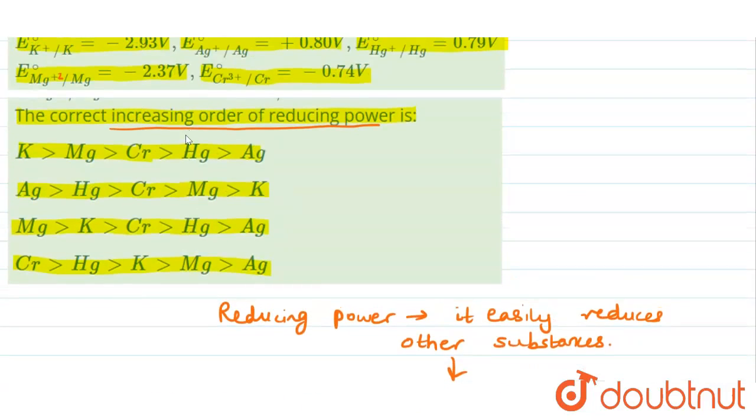So the answer is option number 2. Option 1 is wrong, 3 is wrong, 4 is wrong. So the correct answer is B.